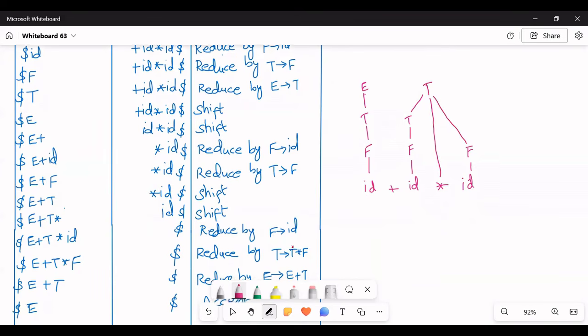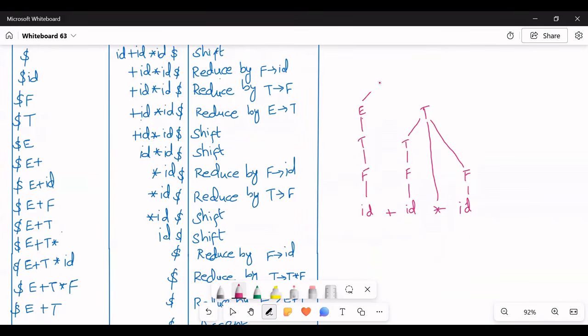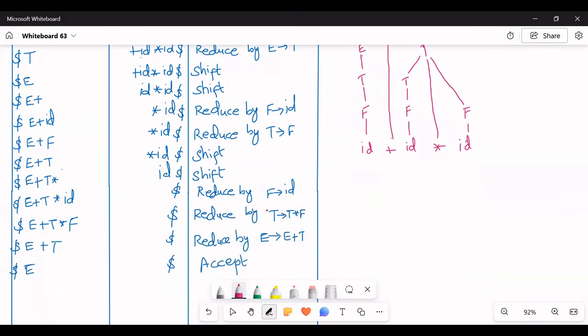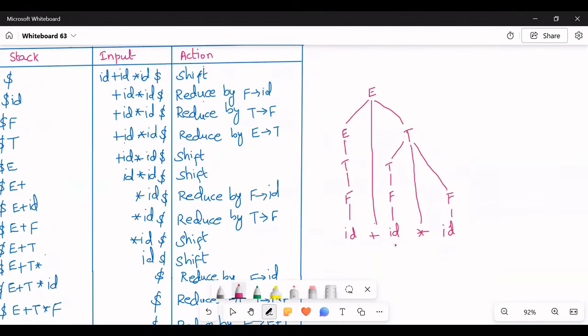Then the next production is E tends to E plus T. So this E plus T is replaced by E. So we are reaching accept. So in bottom up parsing, the parse tree is constructed from bottom to top. Therefore, it is called bottom up parsing. Thank you.